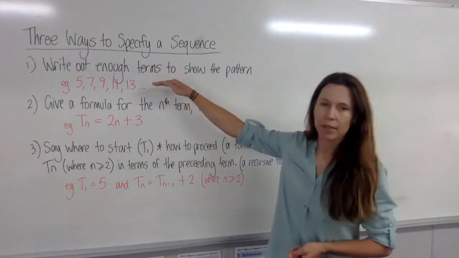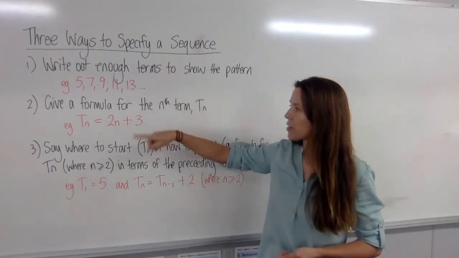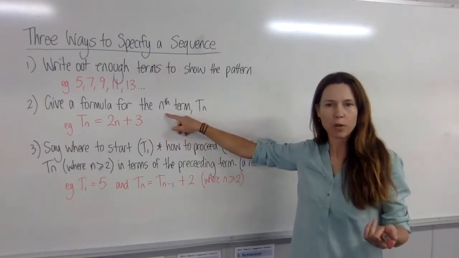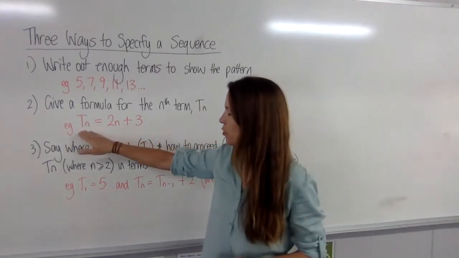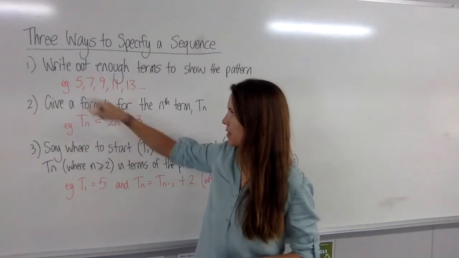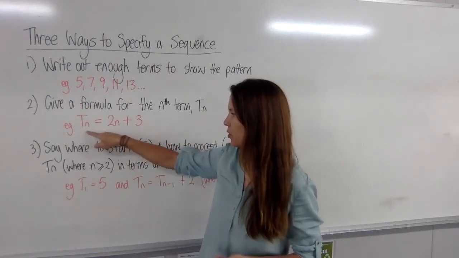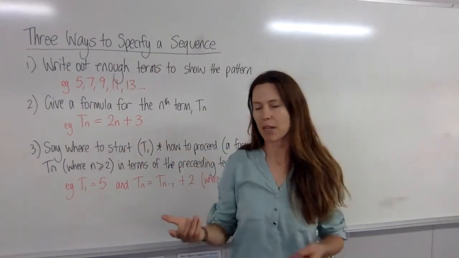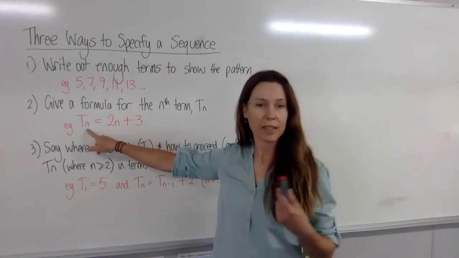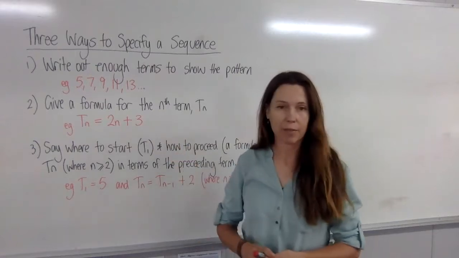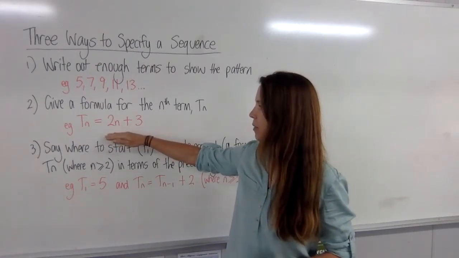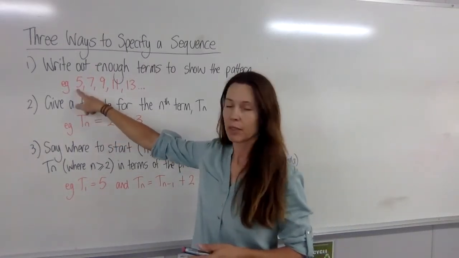Now you could specify this exact same sequence by just giving a formula for any one term. Let's call it the nth term. So how did I come up with this formula? Well, this specifies the exact same thing, because if we say, using this formula, what would the first term be? If I sub in 1 to get T1, I've got to do 2 times 1, that's 2, plus 3, I get 5. So a quick inspection of this tells me the first term's 5, same as this one.